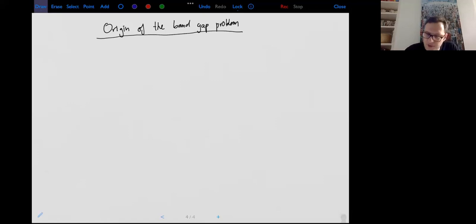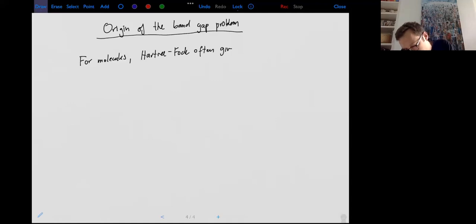To understand the route for improving band gaps, we will go to Hartree-Fock. One of the observations is that if we look at molecules, not solids, Hartree-Fock often gives reasonable HOMO-LUMO gaps. The HOMO-LUMO gap is of course the analog of the band gap. It's the energy gap between occupied and unoccupied states.